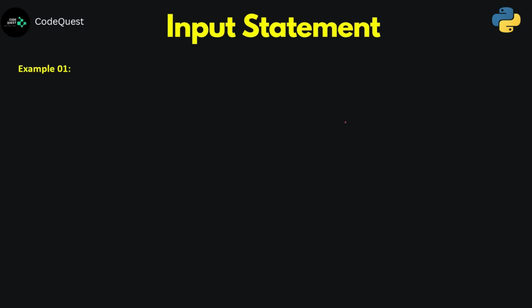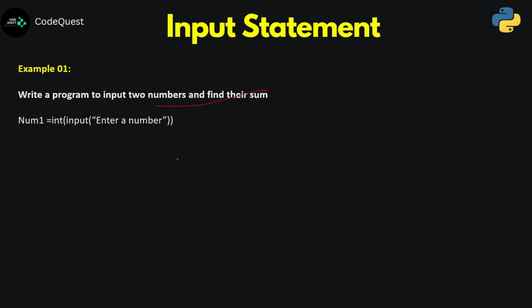Now let's see one example. Say I want to write a program to input two numbers and find their sum. Here we have written the input function, input followed by a message, enter a number. But here we are also typecasting. We know that the input function by default takes any value in the form of a string, so we convert this string into an integer. Similarly for num2, I am using one more input function, and again typecasting is done.